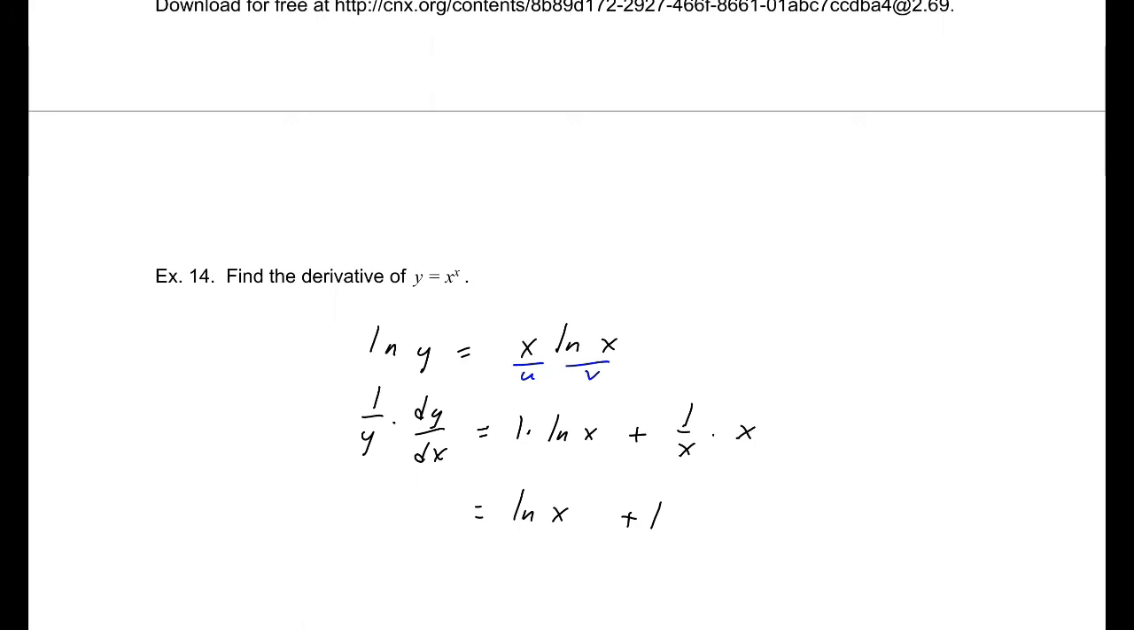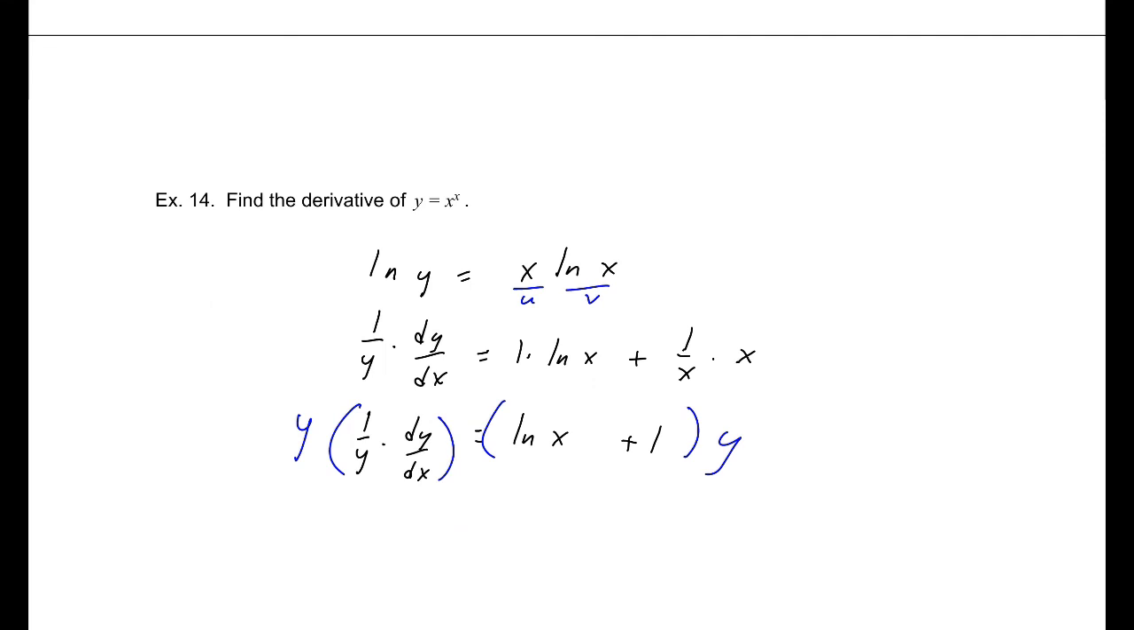That is 1 over y dy/dx, multiplying through by y. This is dy/dx is x to the x times (natural log x plus 1). And there's our derivative.